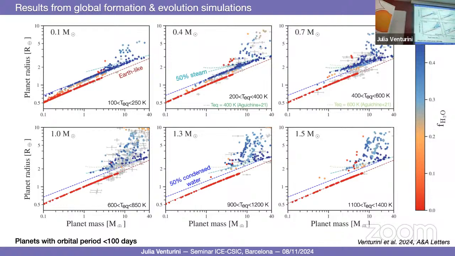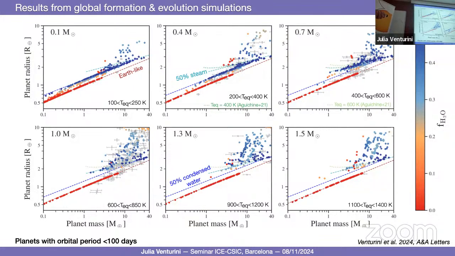What do we find when we repeat this exercise for different stellar masses? So here is the sun-like star case, one solar mass. This is the mass and radius of the synthetic planets, and the color bar is the water mass fraction of the planets. Again, one sees clearly this dichotomy of rocky versus water worlds pretty much everywhere. There are some exceptions, but yeah.